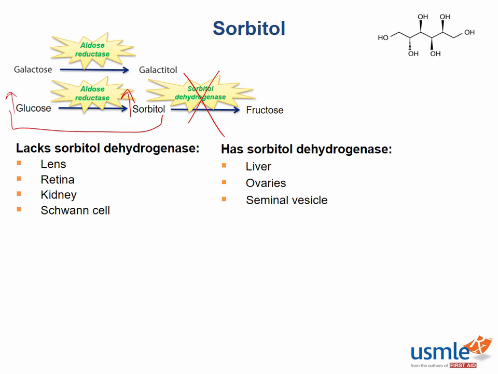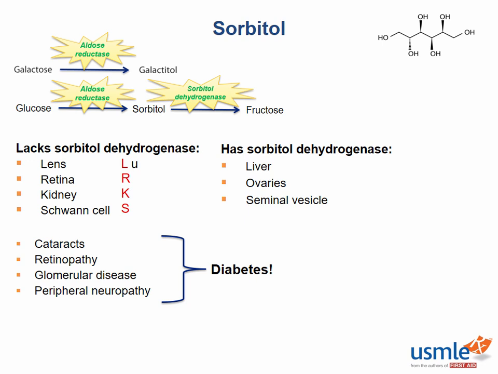Well, that would occur in conditions of high glucose, right? In states of persistent hyperglycemia, such as diabetes, high levels of sorbitol can cause damage to the lens, retina, kidneys, and Schwann cells, since these either have primarily or only aldose reductase and not sorbitol dehydrogenase. You can remember this with the mnemonic LURKS. This can cause cataracts, retinopathy, glomerular disease, and peripheral neuropathy, all of which are absolute hallmarks of diabetes, so this shouldn't surprise you. In contrast, the liver, ovaries, and seminal vesicles have both enzymes, so they can get rid of or lose sorbitol.